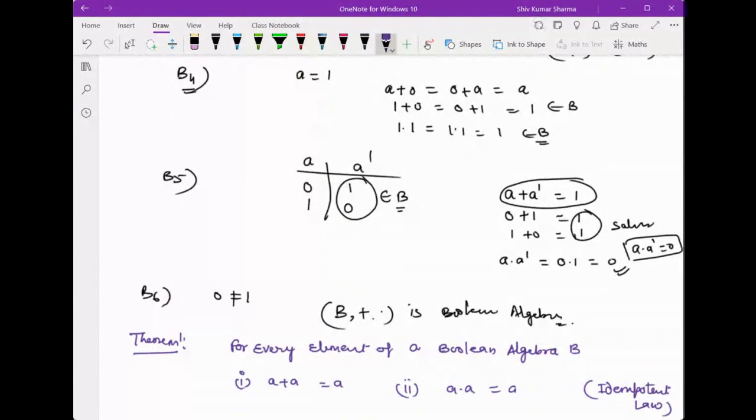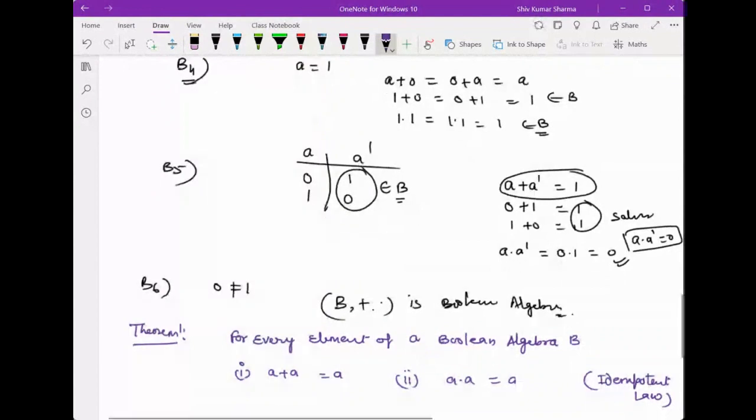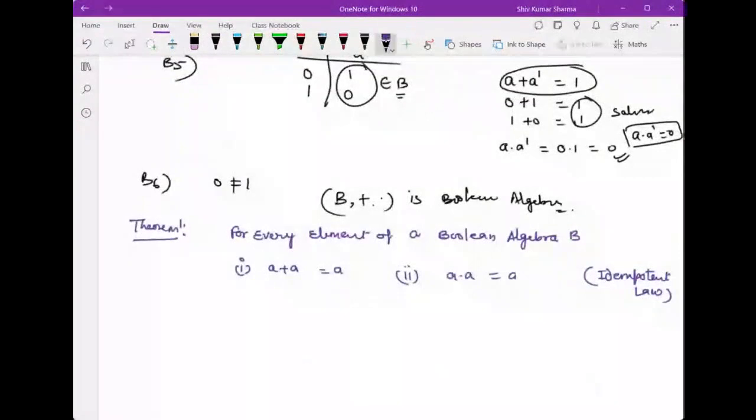So A plus A equal to A, or A into A equal to A, we shall prove by using the Boolean algebra definition. When we do the first one, taking the LHS, we have A plus A. We can write this A plus A as A plus A into 1. By which property do you write this? By using B4.